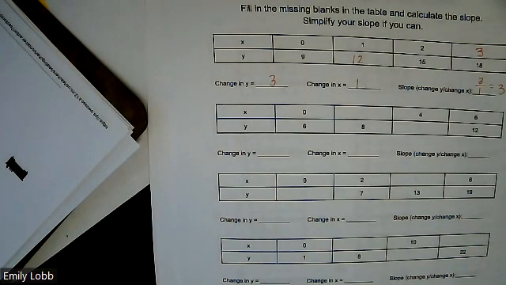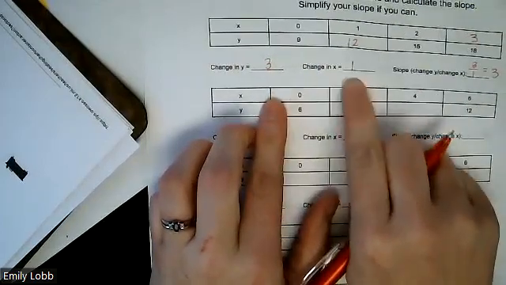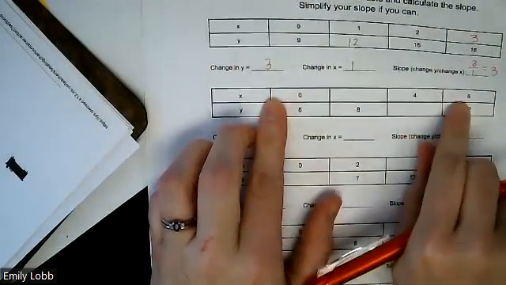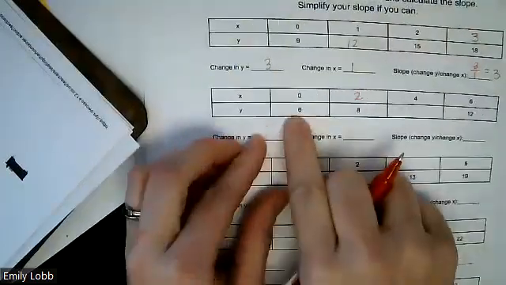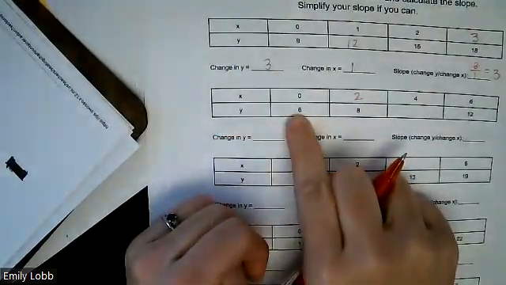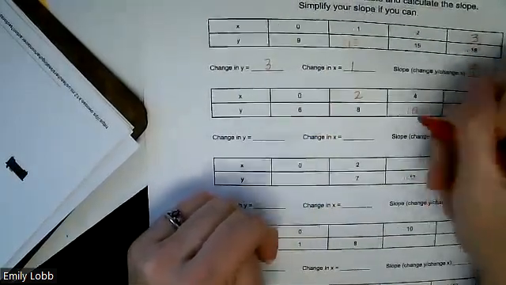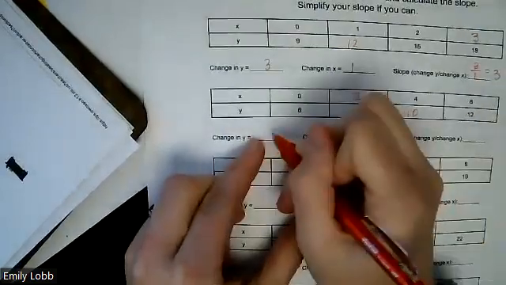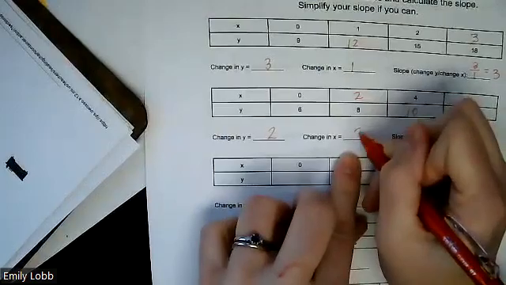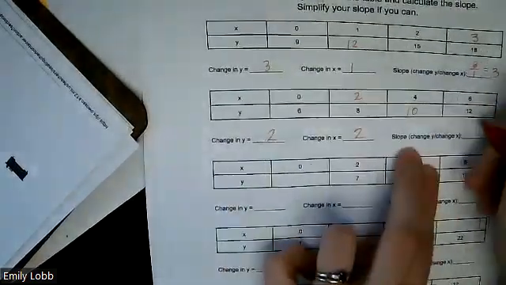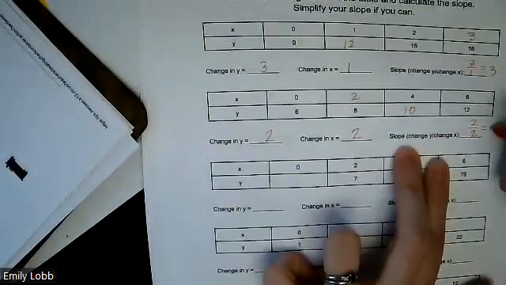Does that seem okay? So what would come between 0 and 4? We have 0, going up by what here? 2's. And it looks like these might be going up by 2's as well: 6, 8, 10. So if the change in y is going up by 2, and the change in x is going up by 2, our slope is 2 divided by 2, which is 1.